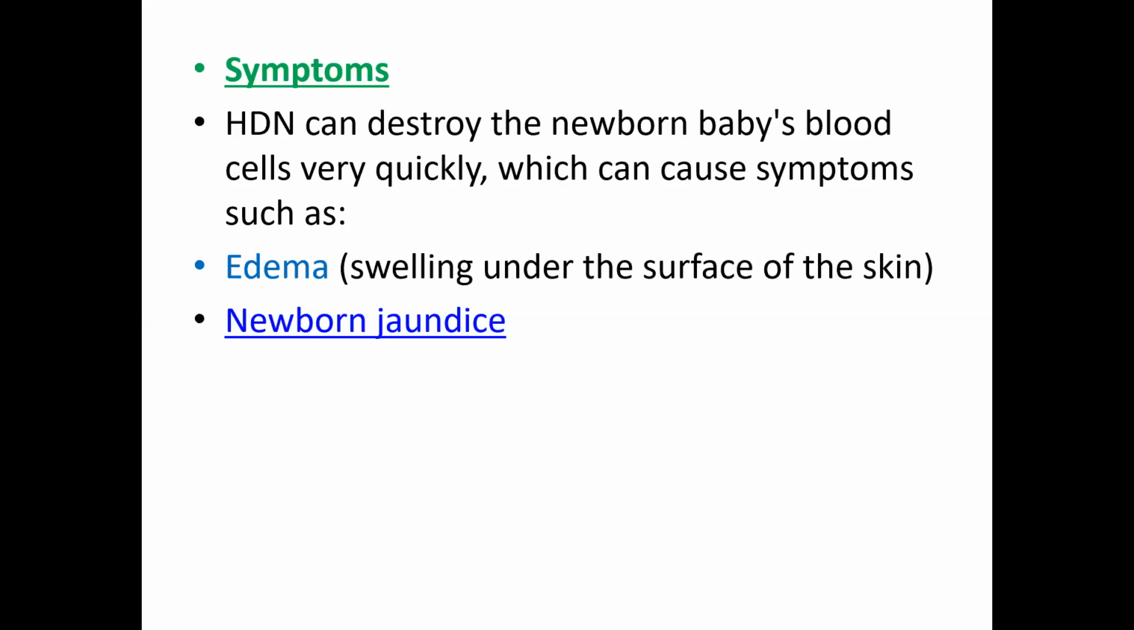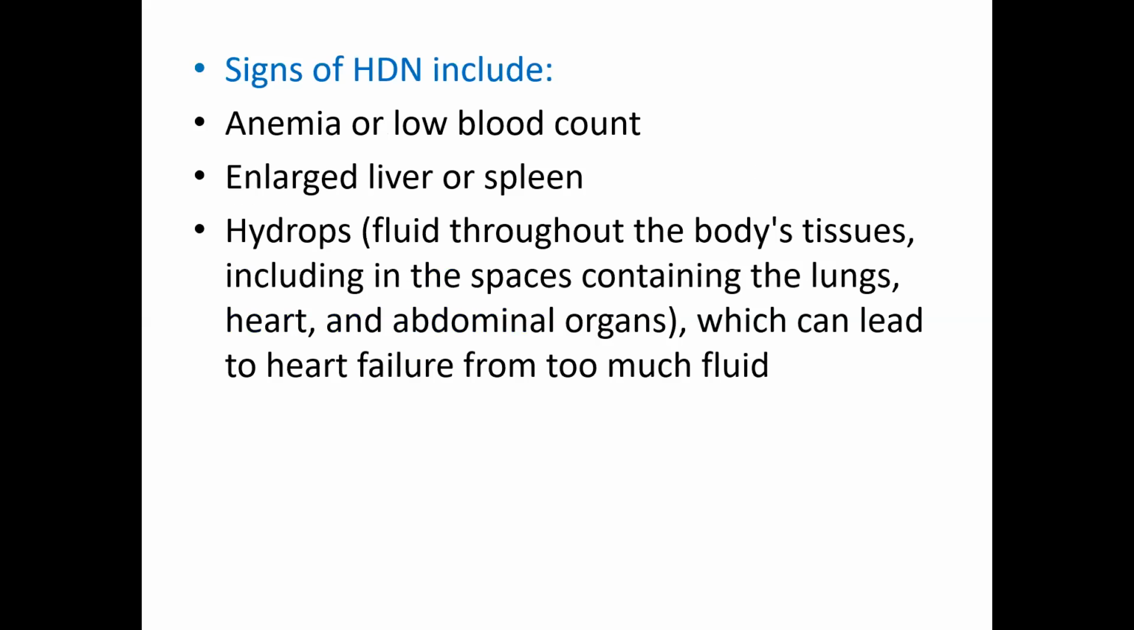The symptom is hemolytic disease. A newborn's blood cells can be destroyed very quickly, which can cause symptoms such as edema, swelling under the surface of the skin, and newborn jaundice. The signs and symptoms are anemia, low blood count, and an enlarged liver. Okay, these are the actual symptoms. What will happen if there is RBC destruction? Definitely anemia, jaundice, then an enlarged liver and spleen.